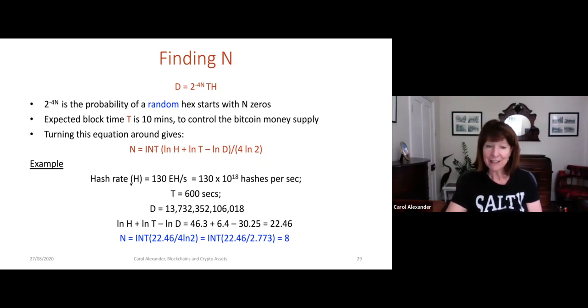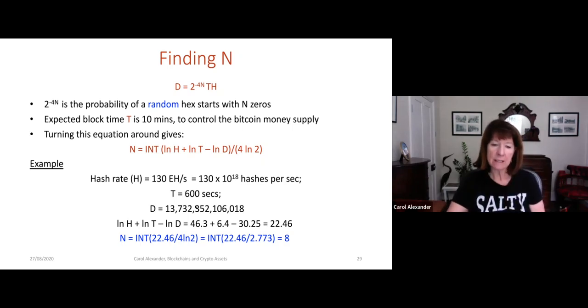To illustrate that, suppose the hash rate at the moment is 130 exahashes per second, which is 130 times 10 to the 18. An exahash is 10 to the 18 hashes per second. And t is 10 minutes, which is 600 seconds. And if you looked at the previous slide, you'd see that the current difficulty was a very large number. It's something like 13,732,000,000, whatever, trillion. Yes, 13 trillion.